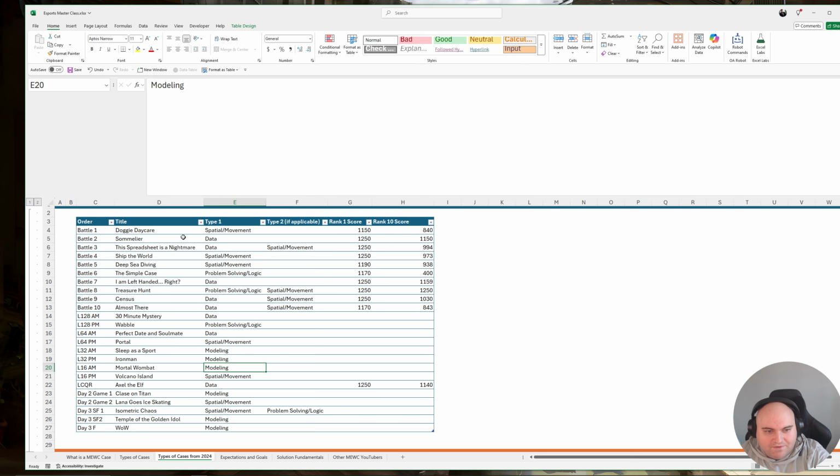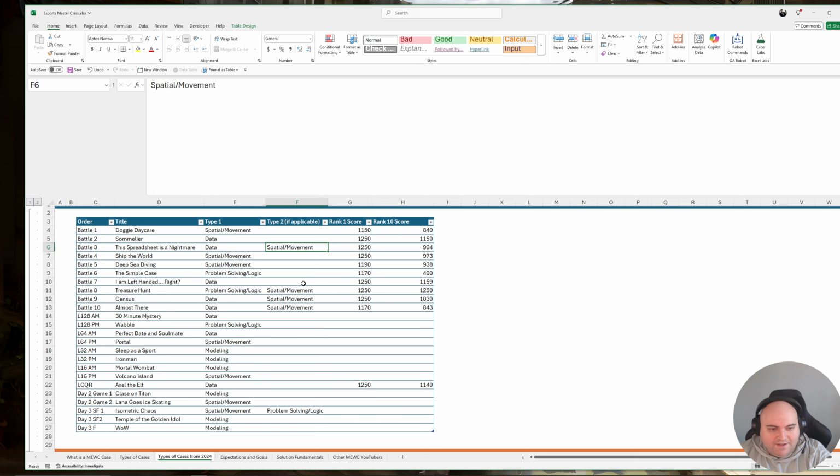But just in general, we started off with a spatial slash movement case last year. Doggy Daycare, I believe, written by David Brown. We had some data cases, more spatial. This Spreadsheet Is a Nightmare is a typical case where we see it starts off with data and then pivots to something like a spatial slash movement type of case.